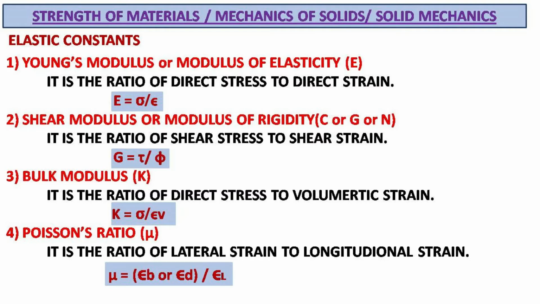Volumetric strain is defined as the sum of the strains in all the three perpendicular directions, that is in length, breadth, and depth directions. Therefore, volumetric strain, epsilon V equals epsilon L plus epsilon B plus epsilon D. Poisson's ratio, mu, is defined as the ratio of lateral strain to its longitudinal strain. Strain along the length direction is called longitudinal strain, and the strains along the other two directions, that are breadth and depth, are lateral strains. Mu equals epsilon b or epsilon d divided by epsilon l.